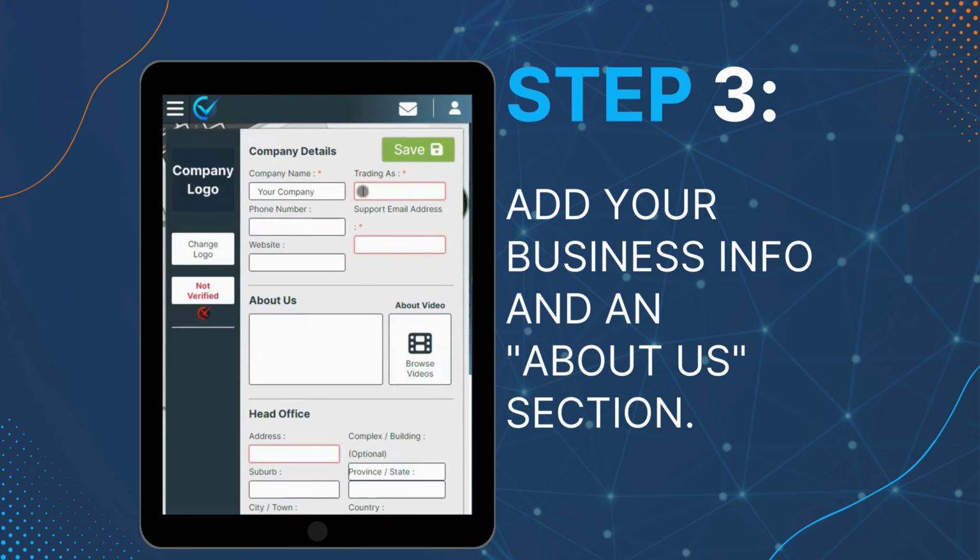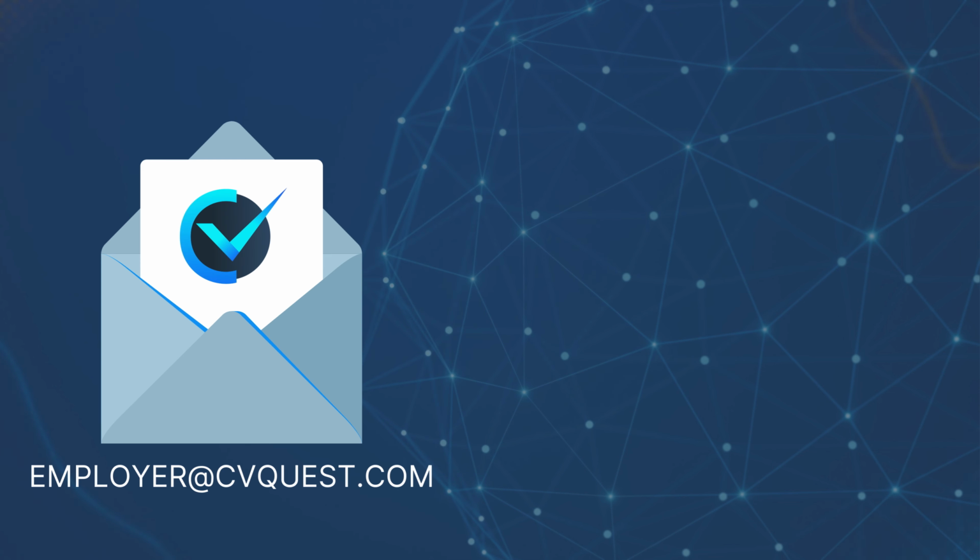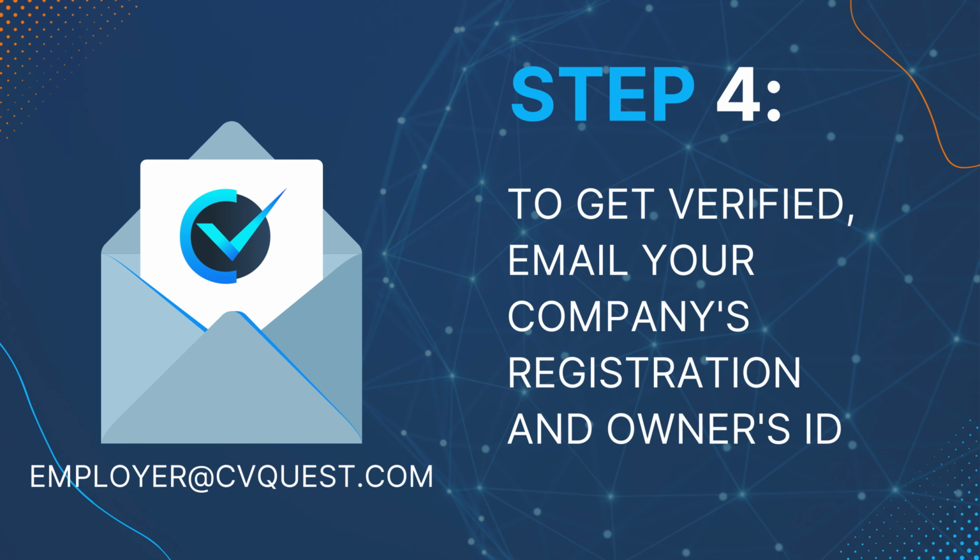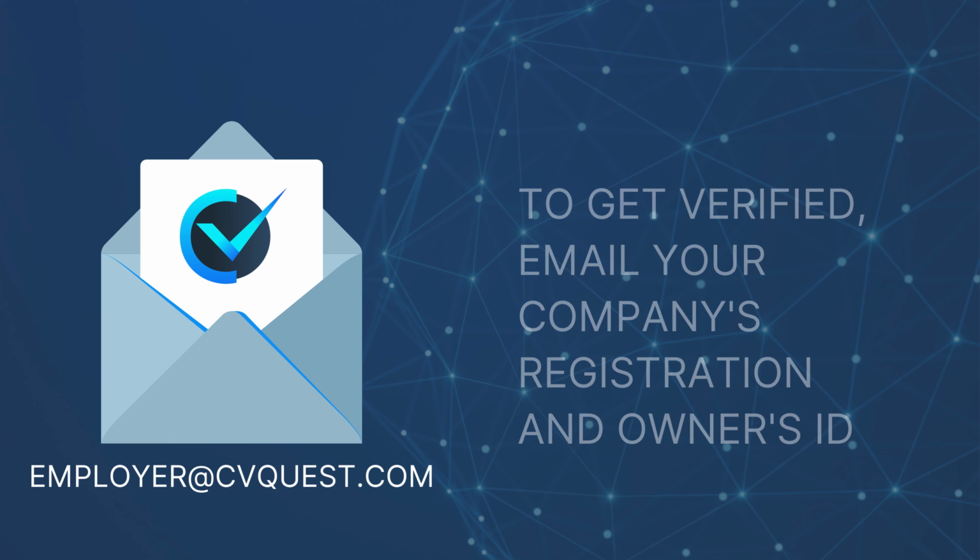Now you're going to fill in your company details, including a contact number and a link to your website. Then fill in the About Us so that future candidates can know what your business is about. To register your company, send a copy of your company's registration and the owner's ID to employer@cvquest.com.